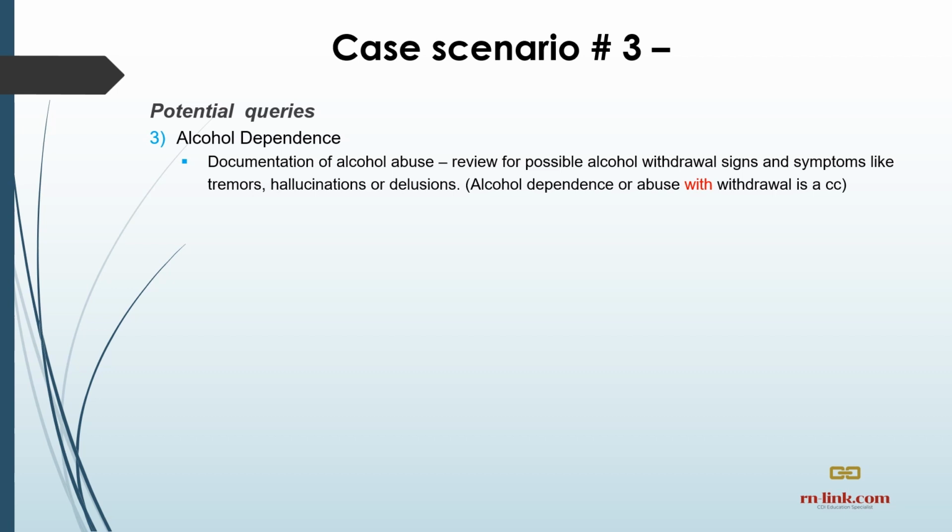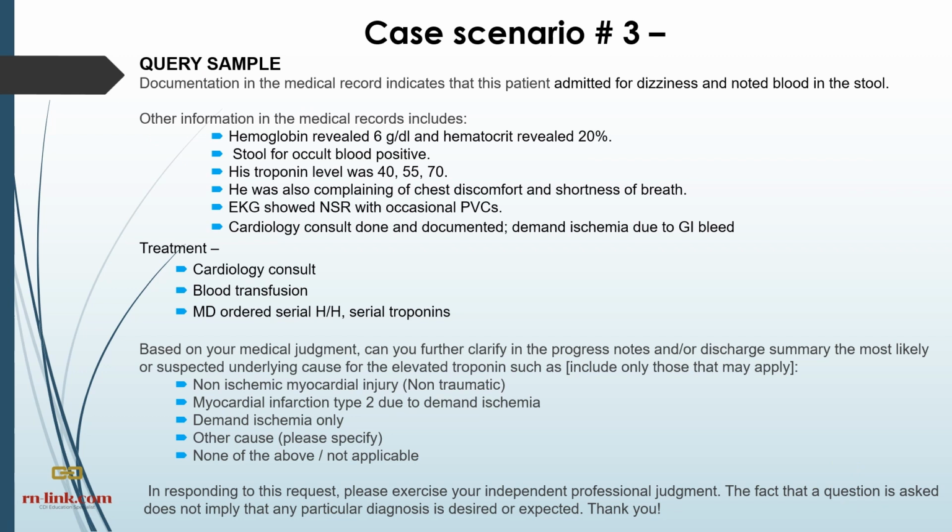Query sample for case number 3. Documentation in the medical record indicates that this patient admitted for dizziness and noted blood in the stool. Other information in the medical records includes hemoglobin revealed 6 grams per dl and hematocrit revealed 20%.